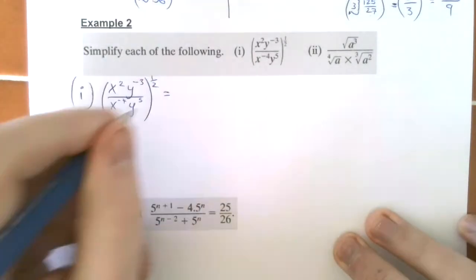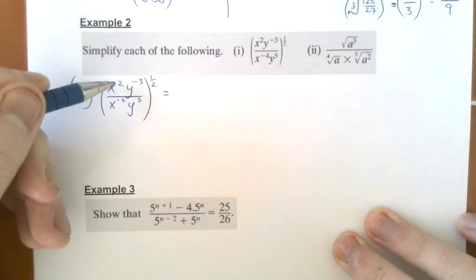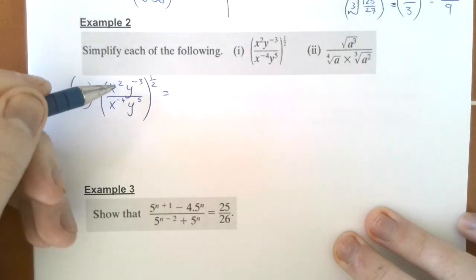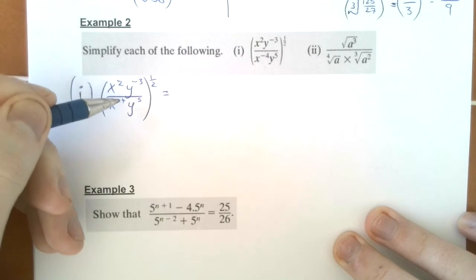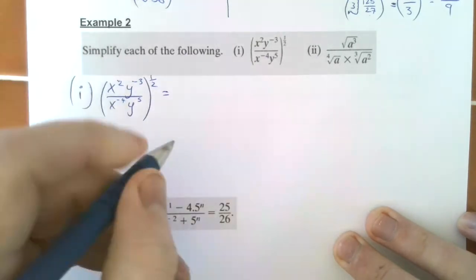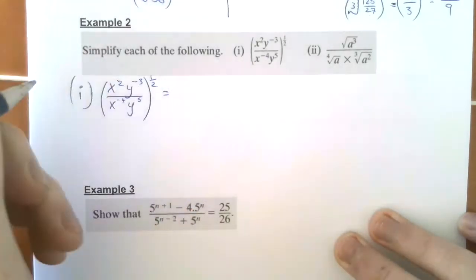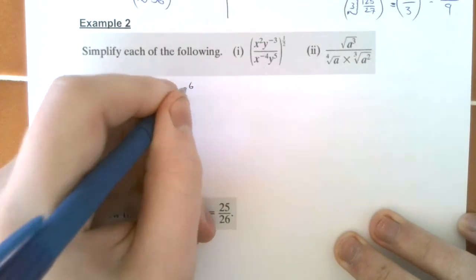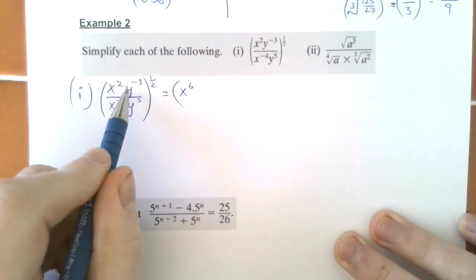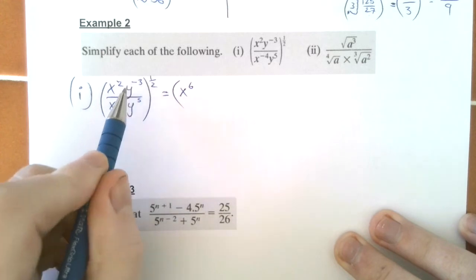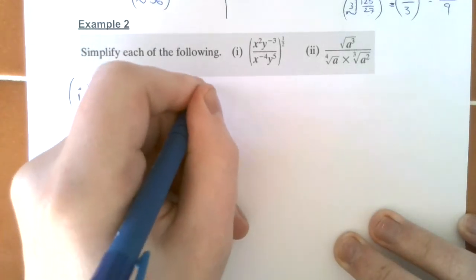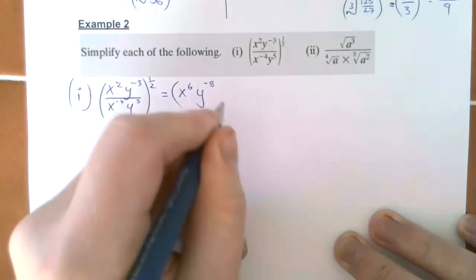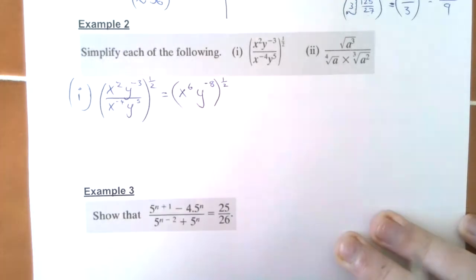Now in order to work on the inside part, we can try to simplify the fraction by taking the powers away from each other. So it's going to be x to the power of 2 take away minus 4, and if we're taking away a minus, a minus by a minus is a plus, so it's going to be x to the power of 6. Then for this one we have y to the power of minus 3 minus the power of 5. So you're taking the two powers away from each other, so it's going to end up being y to the power of minus 8. And then finally all of that is to the power of a half.